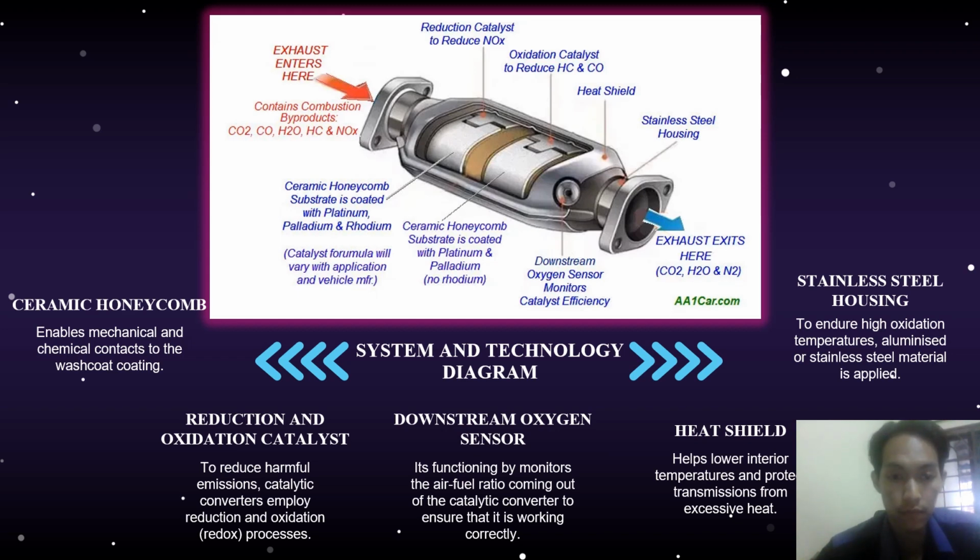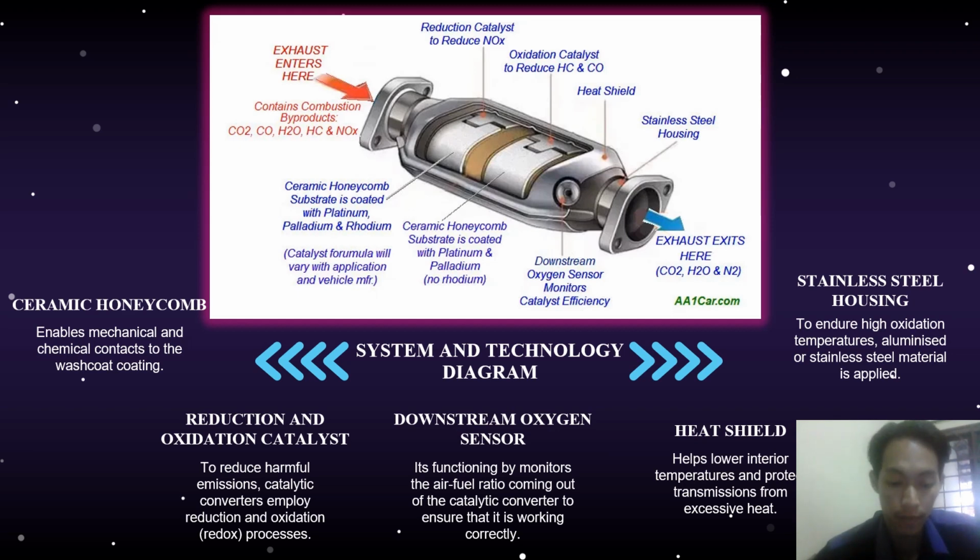Okay, then for the reduction and oxidation catalyst, it functions to reduce harmful emissions. The catalytic converter employs a reduction and oxidation process that deploys a platinum and rhodium reduction catalyst. It contributes to the reduction of nitrogen oxide by removing nitrogen atoms from nitrogen oxide molecules NO and NO2. This allows free oxygen to produce oxygen gas.